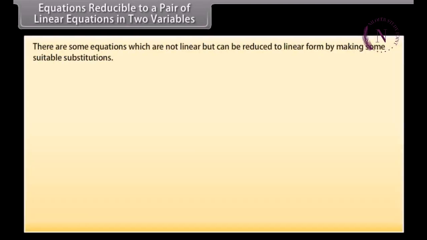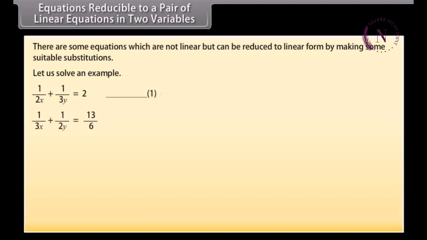Equations reducible to a pair of linear equations in two variables. There are some equations which are not linear but can be reduced to linear form by making some suitable substitutions. Let us solve an example. Solve 1/(2x) + 1/(3y) = 2, equation 1, and 1/(3x) + 1/(2y) = 13/6, equation 2. Solution: let a = 1/x and b = 1/y.